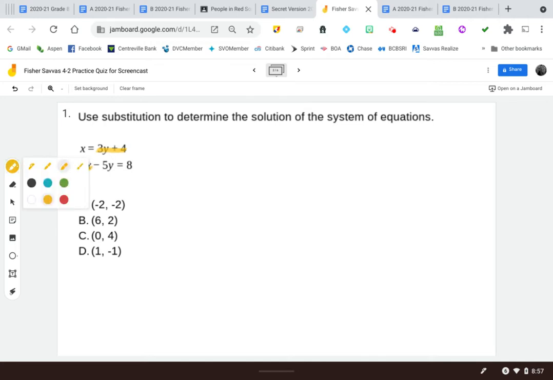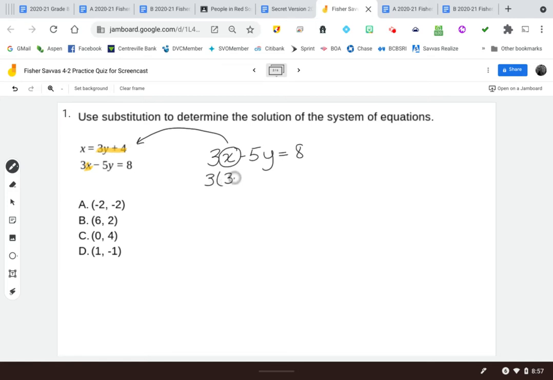second equation. So I take my second equation, which is 3x minus 5y is equal to 8. And instead of x, I'm going to substitute in 3y plus 4. So I have 3 times (3y plus 4) minus 5y equals 8. From here, I'm going to use the distributive property. So 3 times 3y is 9y, 3 times 4 is 12, and I have minus 5y is equal to 8.